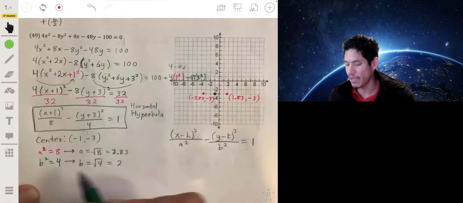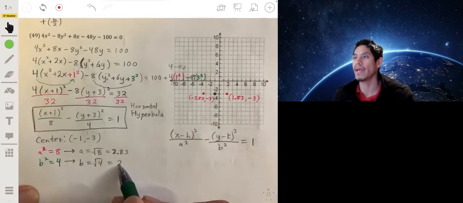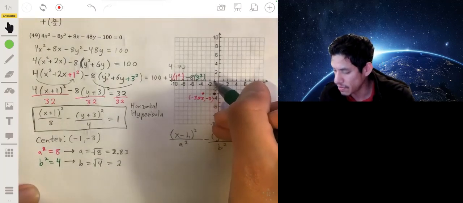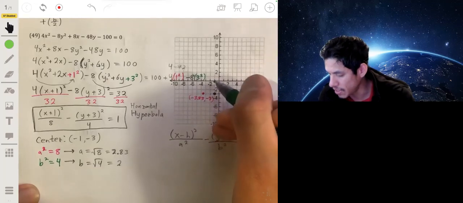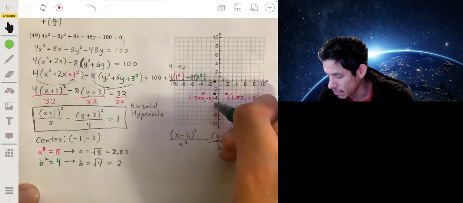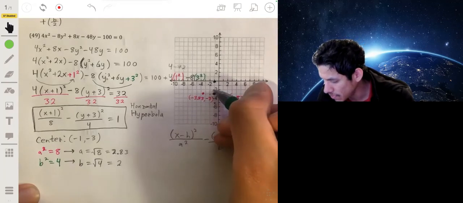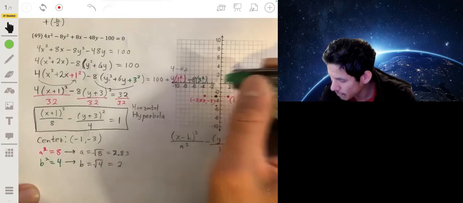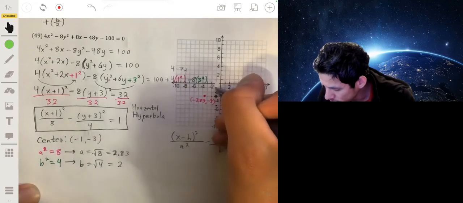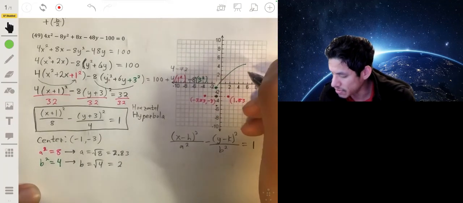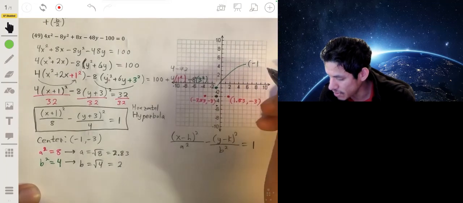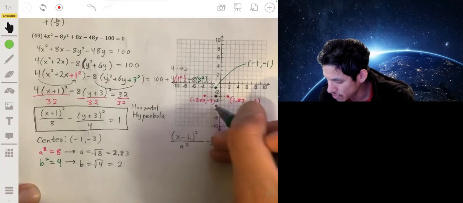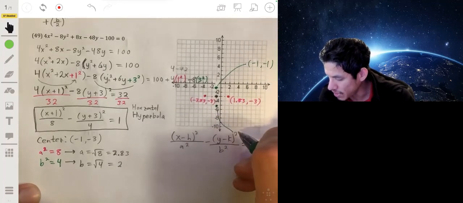Now, the value of b is going to tell you how much to move up and down from the center. So you're going to move up 2 units and plot a point there, and then another point 2 units below the center. I actually went too far. I went 3 units. So one of my co-vertices will be at -1, -1. My other one will be 2 units below the center, so that'll be at -1, -5.